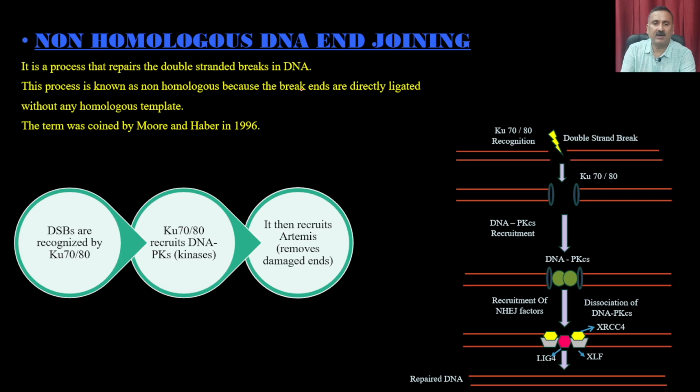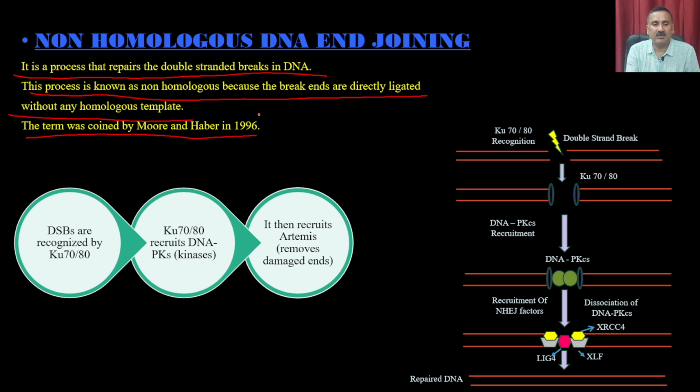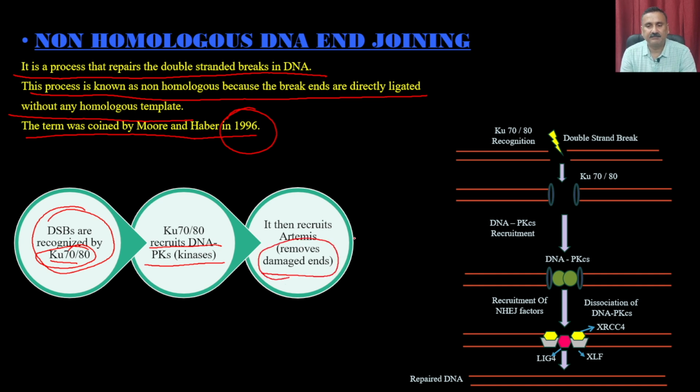Then we are going to have non-homologous end joining, and all these we are actually going to discuss, because the non-homologous process repairs double stranded breaks in the DNA, and this process is known as non-homologous because the broken DNA ends are directly ligated without any homologous template. The term was coined by Moore and Haber in the year 1996. Double stranded breaks are recognized by a protein called Ku70/80, and Ku70/80 recruits the DNA-PKcs or the kinases, and it then recruits Artemis, which removes the damaged ends.